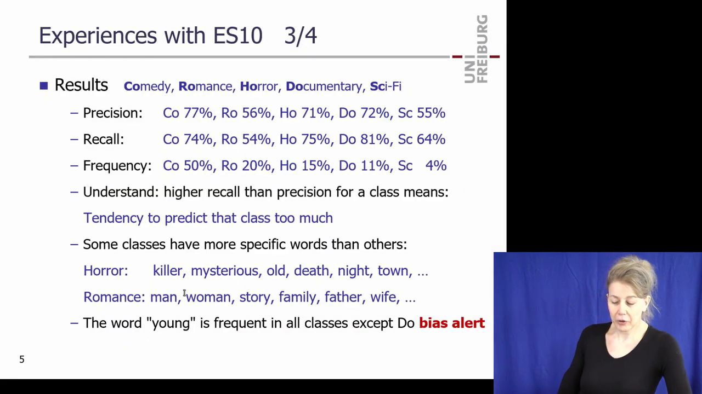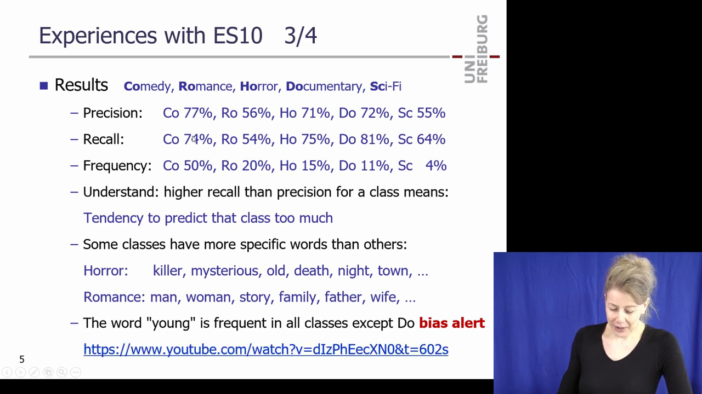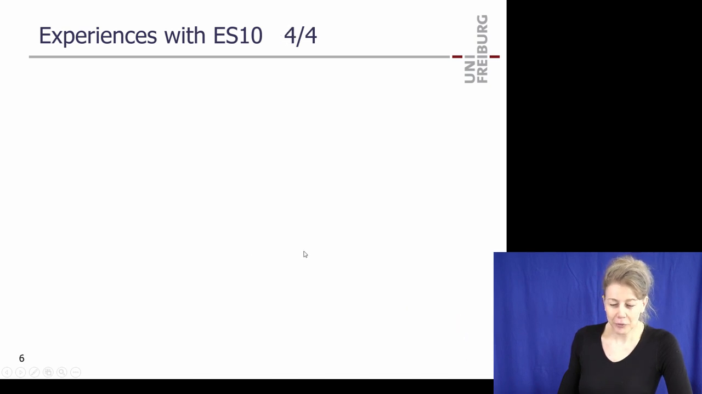But overall it works, it's not great, right? So it's also interesting to see, it's not easy to solve such a task, but it's also not easy as a human, right? If you just get the text and you have to predict the genre, that would have been an interesting experiment to do for yourself, and try to predict the class. We could do that the next time we do this, human performance. Okay, here's a video about bias in movies if you want to watch it.